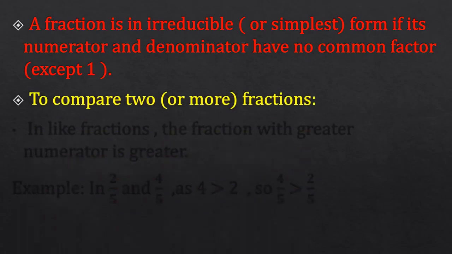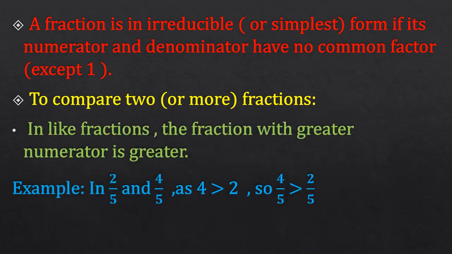Now let us see how to compare two or more fractions. In like fractions, the fraction with greater numerator is greater. Suppose we have to compare two fractions which are like. See the example, 2 upon 5 and 4 upon 5. These two fractions are like fractions. Then whose numerator is greater, that fraction is greater. So 4 is greater than 2. So we can say that 4 upon 5 is greater than 2 upon 5.